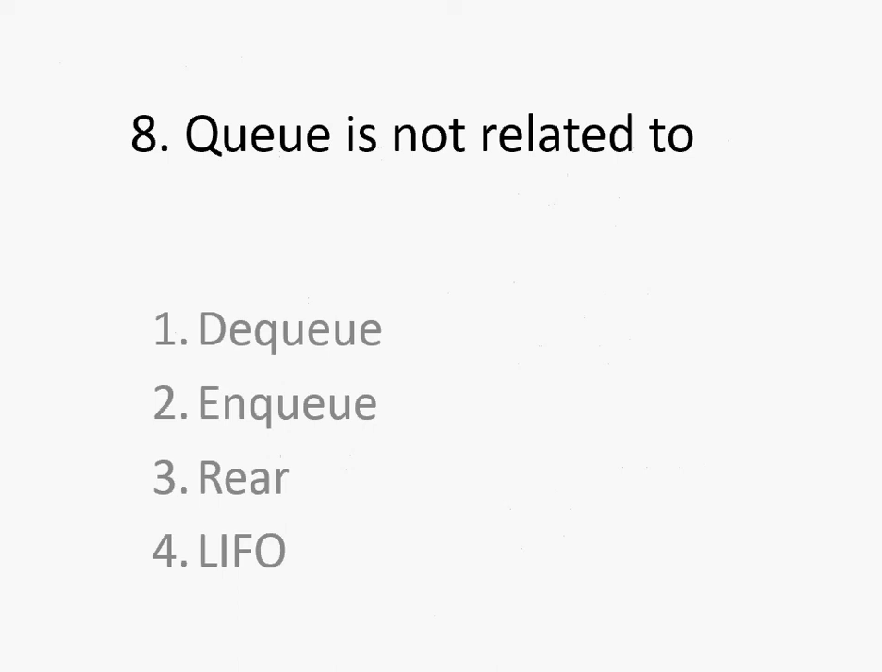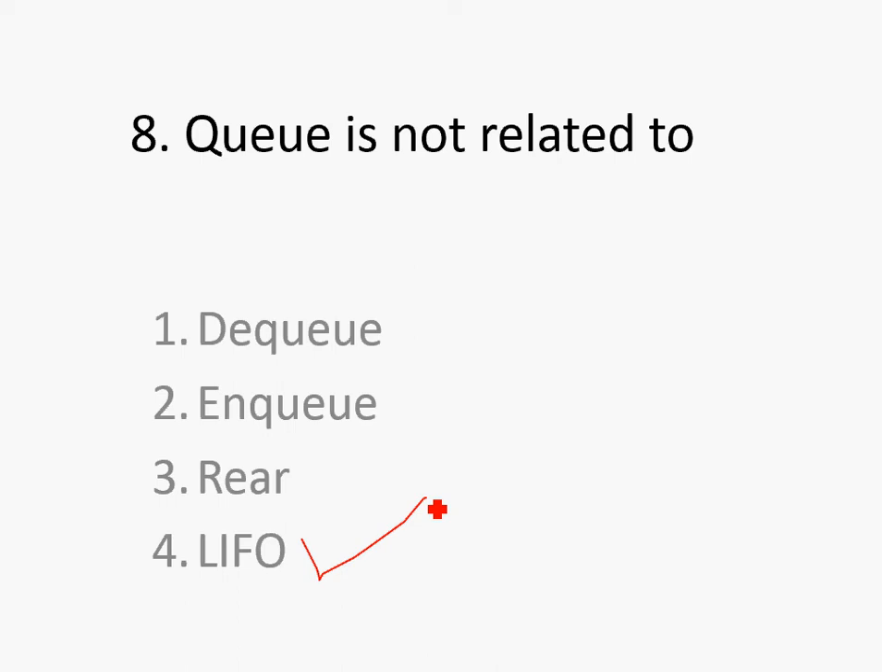Now next question is which one is not related to queue. We know about the stack and queue. So stack is the example of LIFO and queue is the example of FIFO. LIFO stands for last in first out. So of course queue is not related to LIFO. Okay, so option fourth is correct.